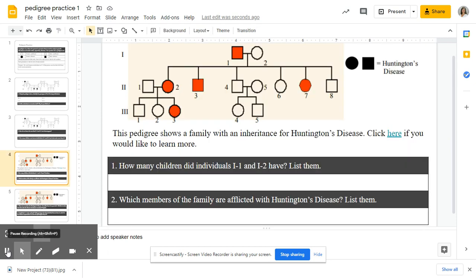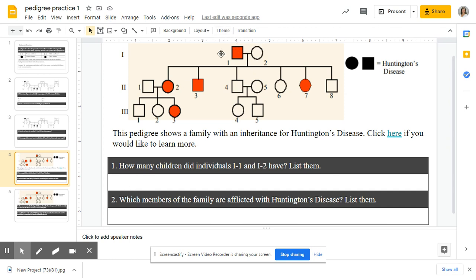For this next set of questions, we're looking at a pedigree for something called Huntington's disease. I went ahead and added a link for you in case you were curious and wanted to know more about Huntington's disease. It is definitely a disease that has been genetically tracked through the use of pedigrees. So the first question says, how many children did individuals 1, 1, and 1, 2 have? And we're going to list them.